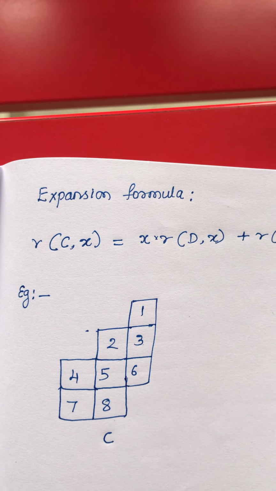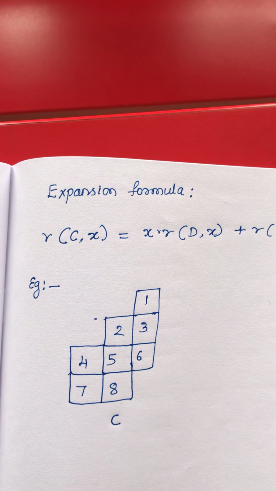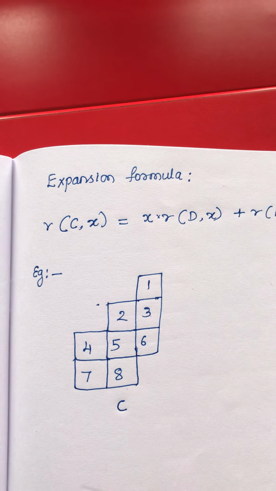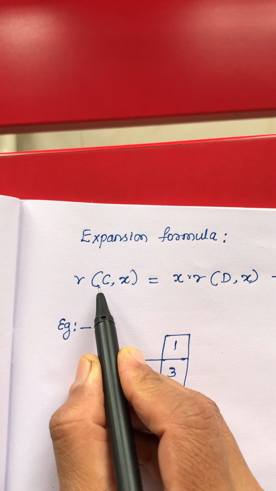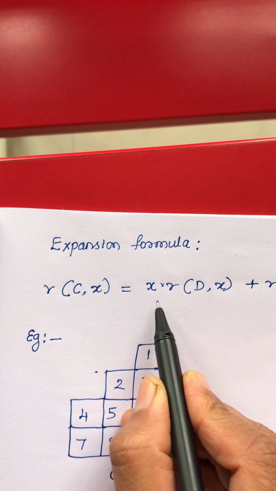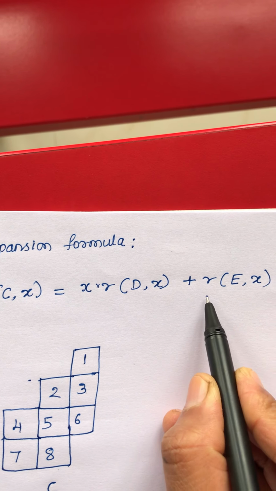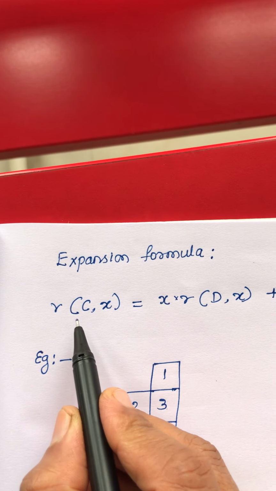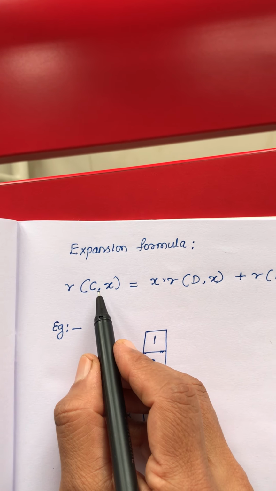Hi, now we will see a property on the root polynomials. It's called the expansion formula. So the expansion formula is given by R of C comma x is equal to x into R of D comma x plus R of E comma x. So C is the board, and R of C is the root polynomial of the board C.